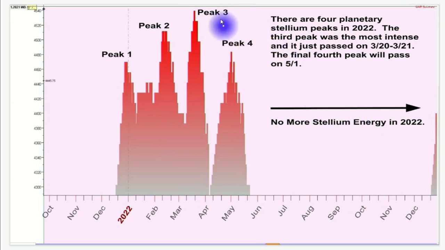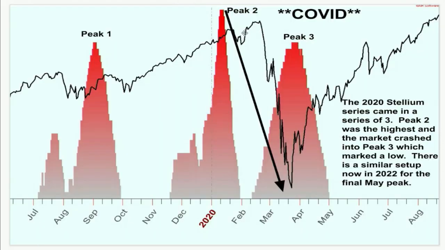But I want to look at this little peak 3 to 4 example here, because we're going to go back to COVID. Now, let me explain to you what happened here. So in COVID, there was a series of three peaks here. There was peak one, peak two, peak three. Now, the pattern that we're seeing here is that the market tends to peak near or right after the highest stellium peak. So right here, here's the highest stellium peak and peak two. The market runs up for a little bit and falls down.